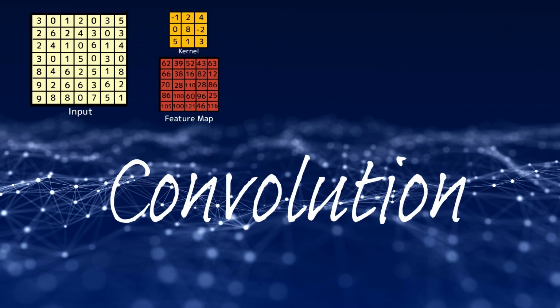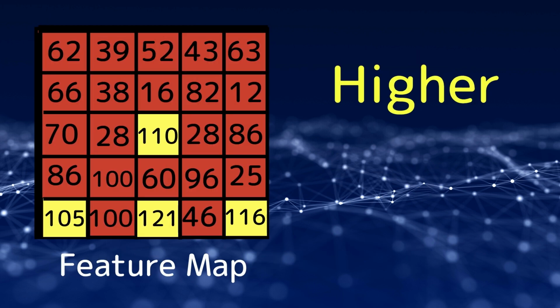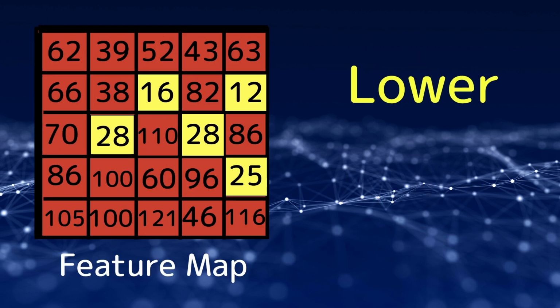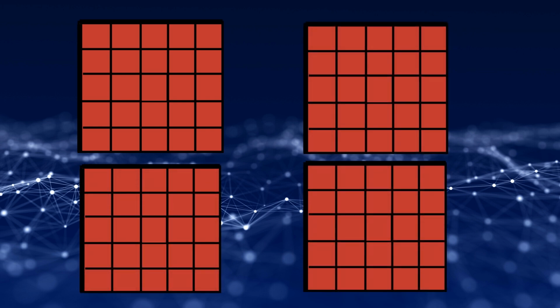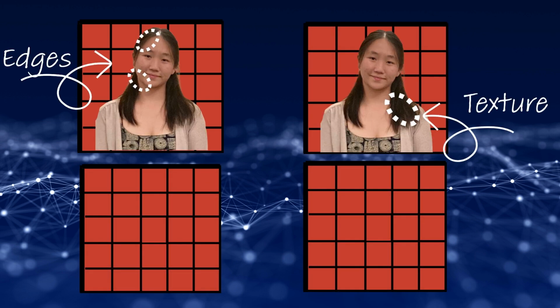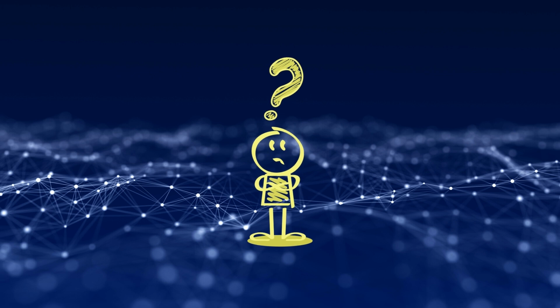The feature map actually tells us how much the image feature was present in the corresponding sections of the image. Higher values indicate a stronger presence, while lower values indicate a weaker presence. In a CNN, there are multiple kernels and feature maps for detecting different features. Early convolutional layers might learn low-level features like edges and textures, while deeper layers learn high-level features like shapes and object parts.